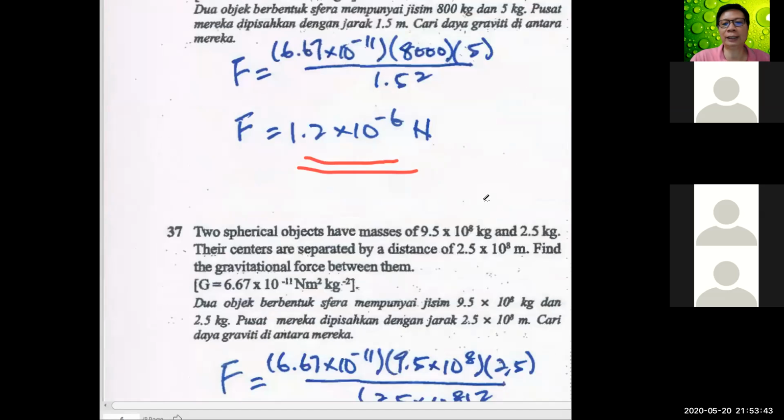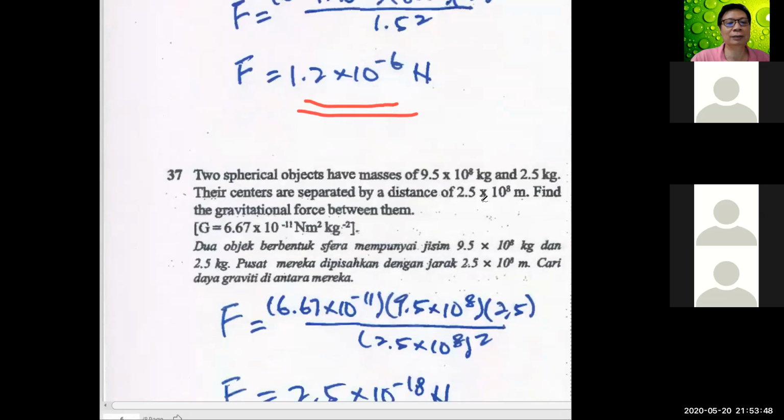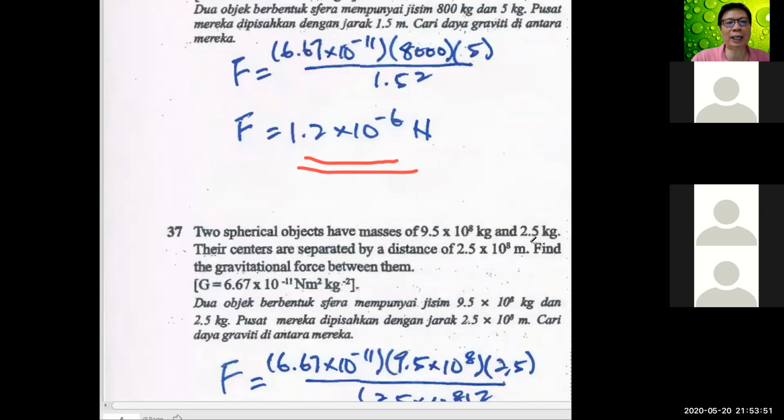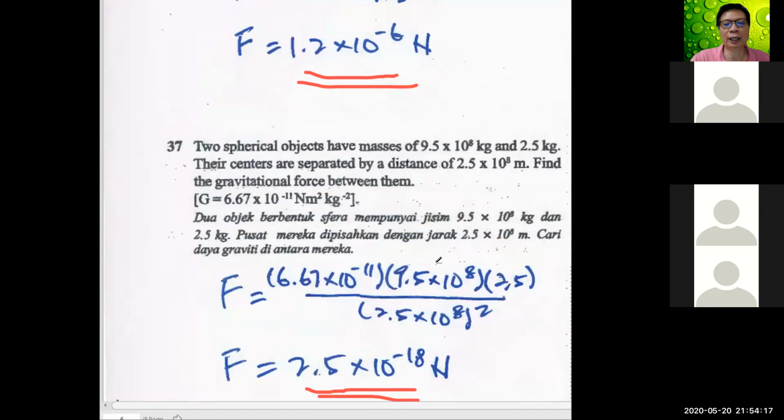Okay, 36. Now look at 37. 37 same, same formula. Just put all the values inside and calculate. Find the gravitational force. This formula is used many times, the gravitational force formula, big G m1 m2 over r squared, okay? Then the answer is 2.5 times 10 power negative 18 Newton.